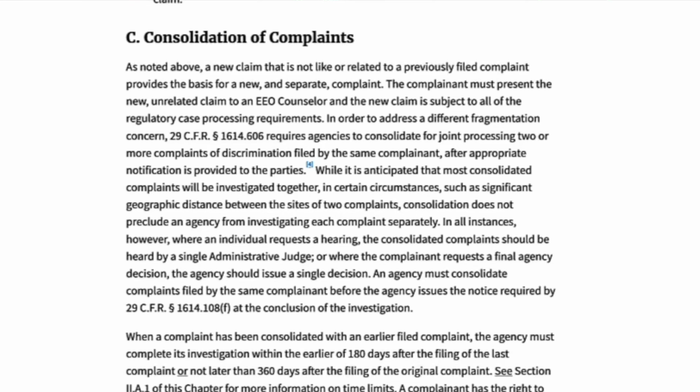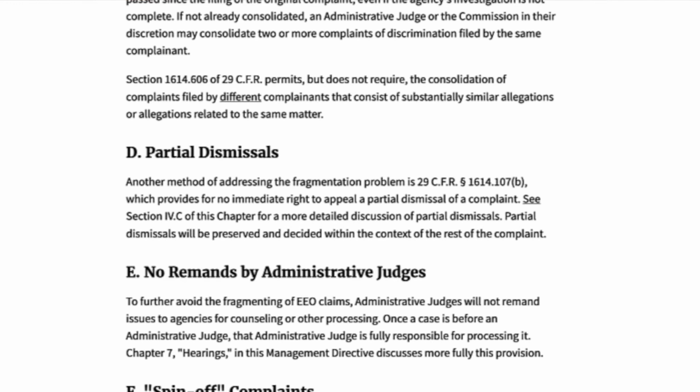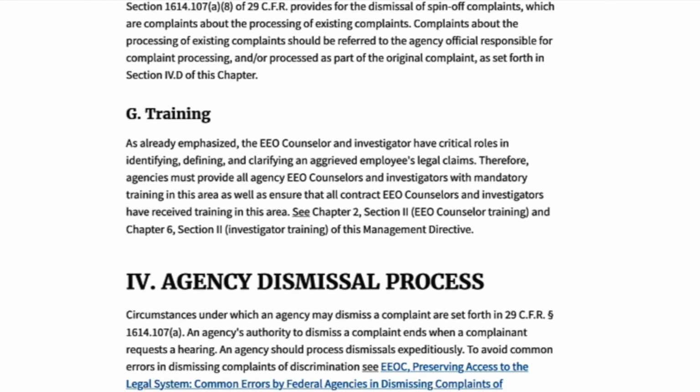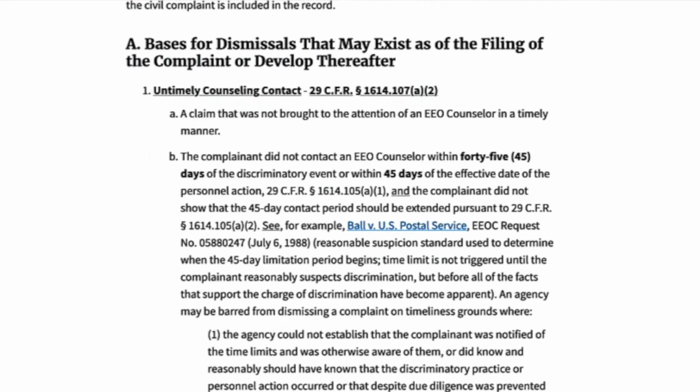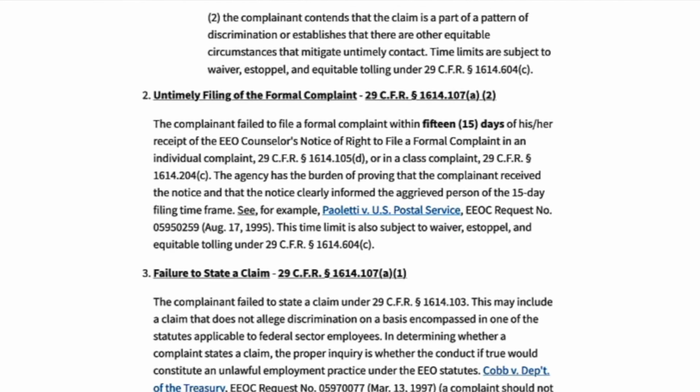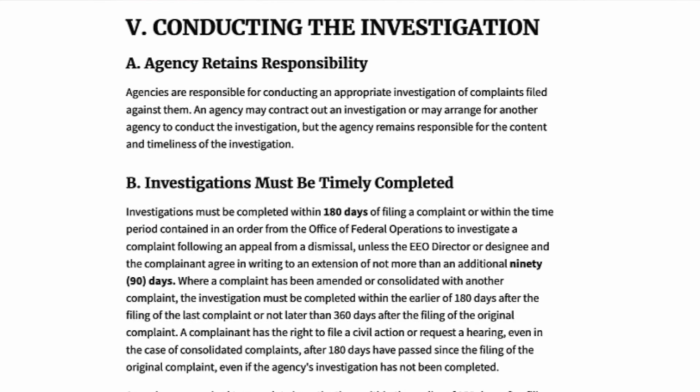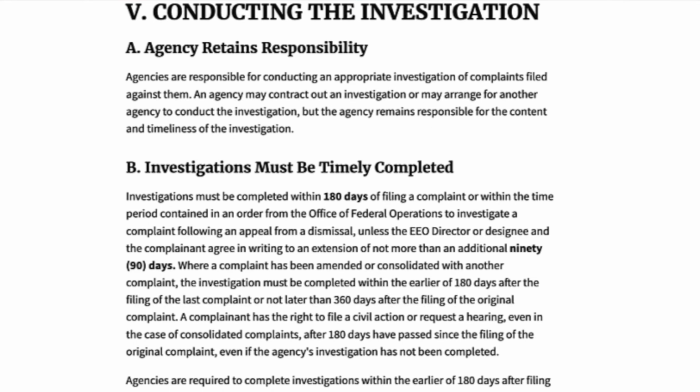Chapter 5 lays out the process for formal claims. It covers things like when agencies should consolidate incidents into a single claim, or when they should add new incidents to an existing claim, when agencies can dismiss claims or parts of your claims, the obligation and timeline for investigating complaints. Chapter 6 lays out all the how-tos for investigations.